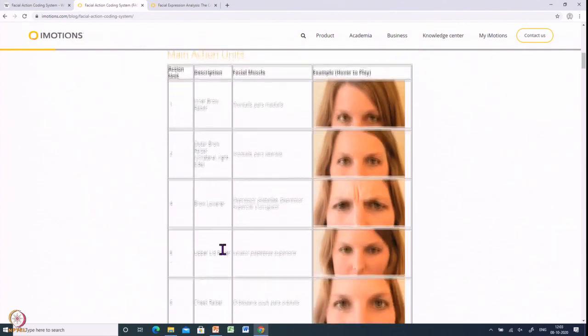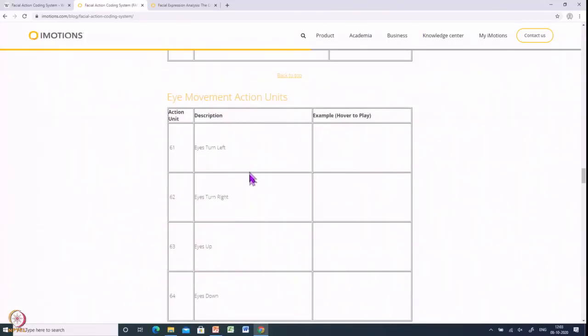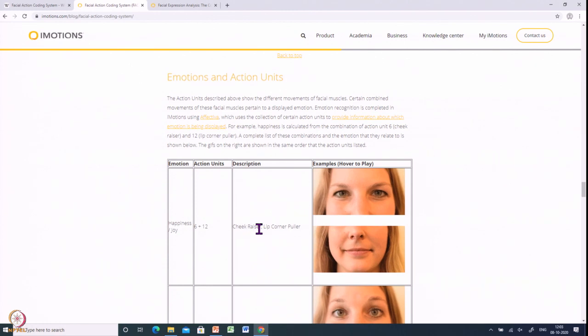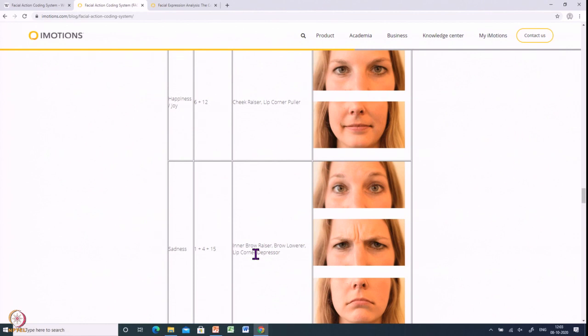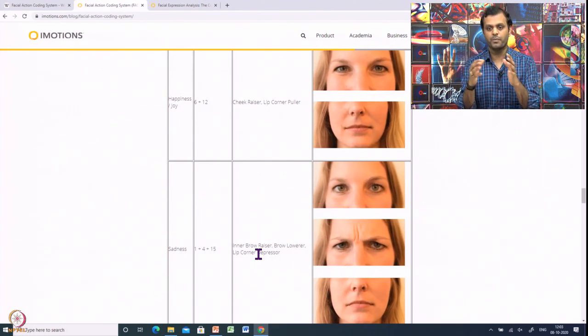these codings. Once you are trained on these codings, you can say happiness or joy is 6 plus 12, that is cheek raiser plus lip corner puller. If you have both, then it is a kind of happiness. And sadness is a different combination. So, you can combine these action units and that can give you emotions. The first step is identifying the action units and getting yourself trained. These three combined is sad, this combination is happiness, or something like that.